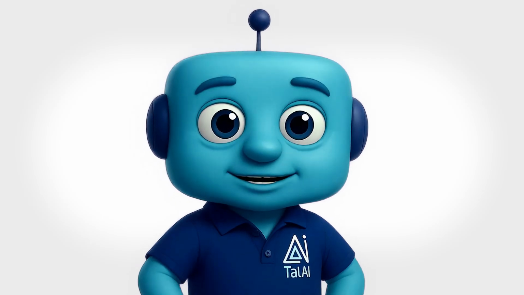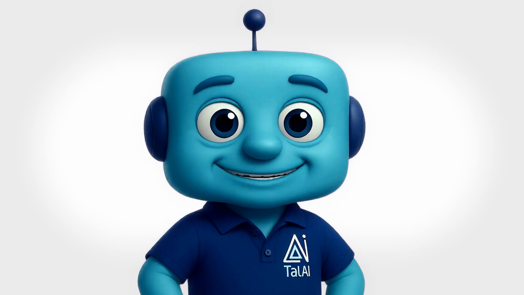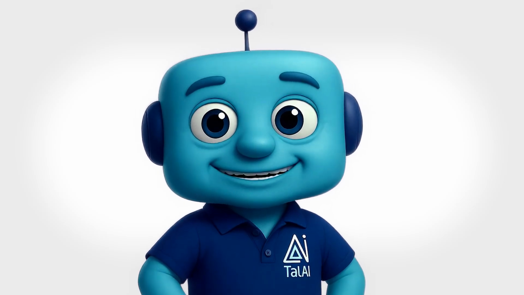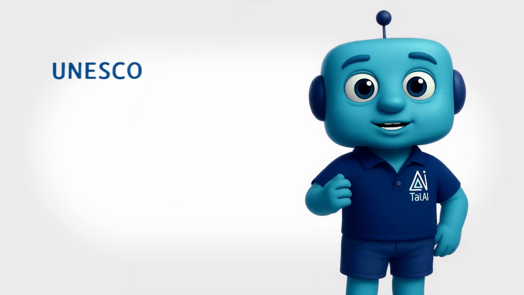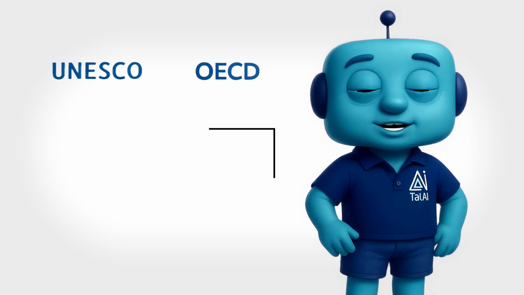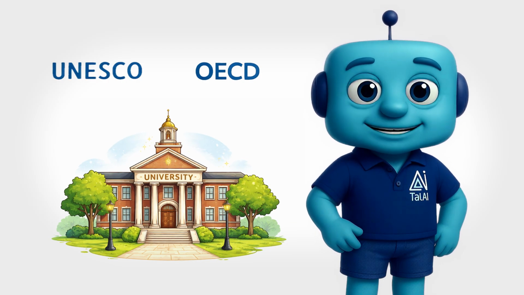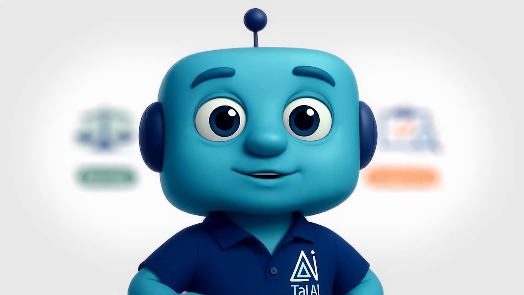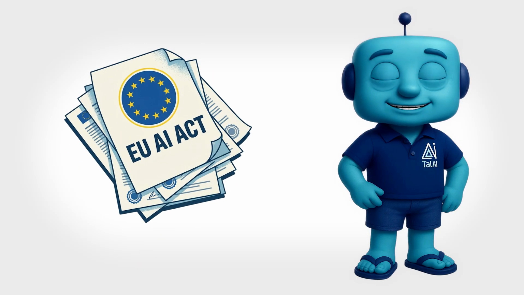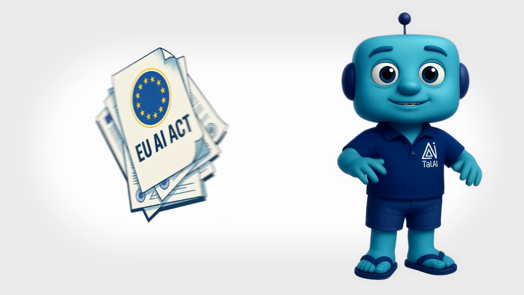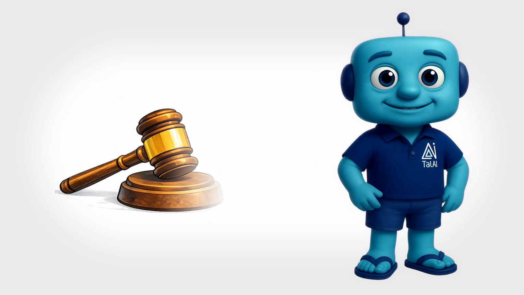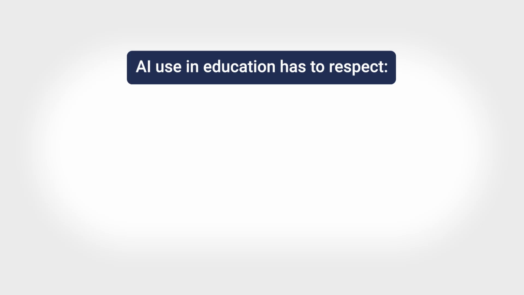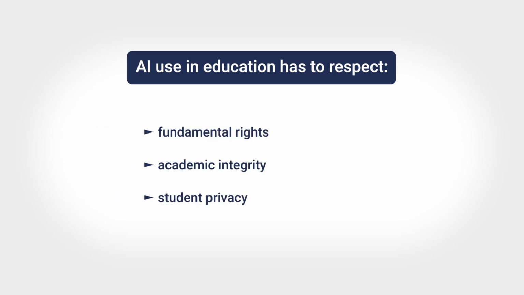Today, I want to give you a clear overview of the EU AI Act and what it means for teaching, learning, and assessment. For years, organizations like UNESCO and the OECD encouraged universities to use AI ethically, with fairness, inclusion, and transparency in mind. That guidance mattered, but it was voluntary. The EU AI Act changes the situation. It turns key expectations into legal requirements. So AI use in education has to respect fundamental rights, academic integrity, and student privacy.